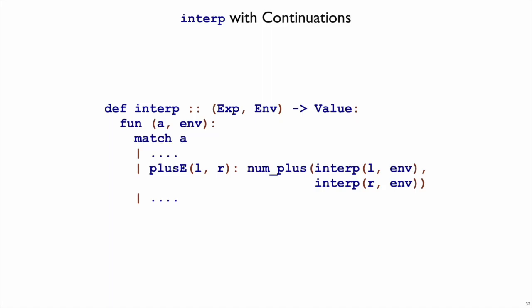Before we consider the other variants that we need to add to our continuation data type, let's see how our variants for handling addition play out. So here's our current interpreter, our lambda interpreter. It takes an expression and an environment to produce a value. And in the plus e case, it works by using num plus on the result of these two recursive calls.